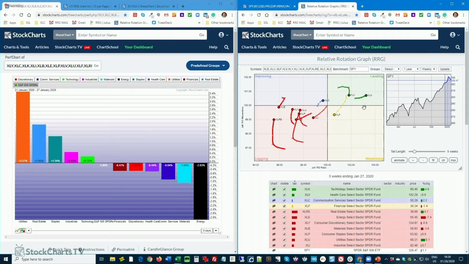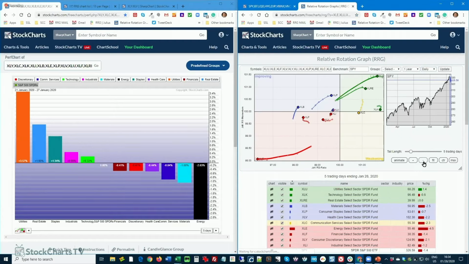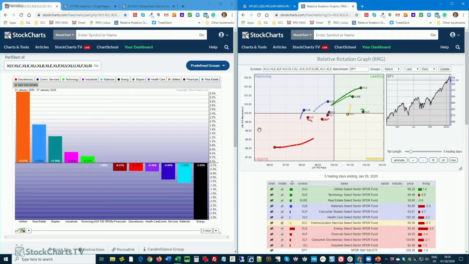And the good stuff, technology, believe it or not, is still moving further into the leading quadrant. It just keeps on trucking, and that one seems to look good even on the daily chart. If we look at this on a daily time scale, we'll get the big moves from the defensive side, utilities here, real estate, and still technology far away on the right. And then we've got some more defensive stuff curling back up, inside improving and moving towards leading.